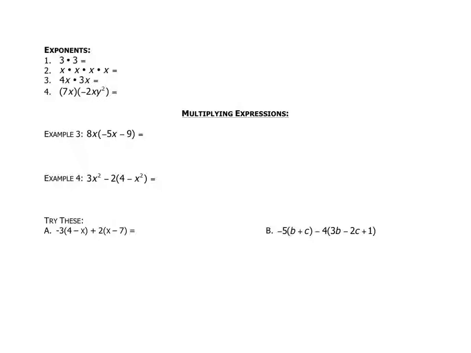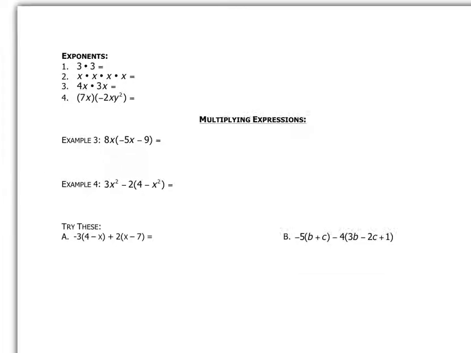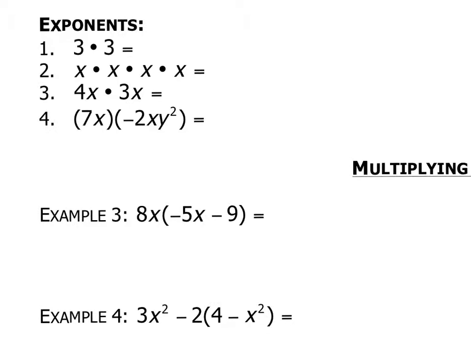All right, so starting with multiplication here, up at the top, what is a different way for me to write 3 times 3? 3 squared, okay? So when we multiply, sometimes we get exponents. So what about x times x times x times x? X to the 4th, because there's 4 of them, right? So x to the 4th. So watch what I do here. 4x times 3x. Well, 4 times 3 is 12. X times x is x squared.